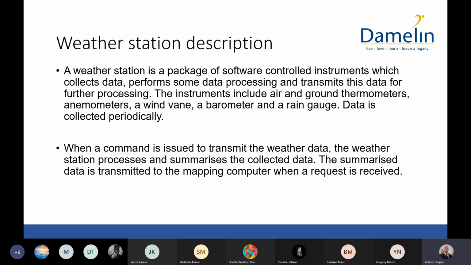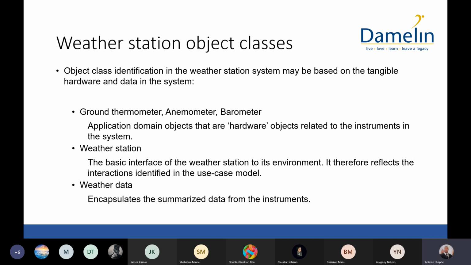And if you look at this next slide, it says that object class identification in the weather station system may be based on tangible hardware and data in the system. So we have a ground thermometer, and an anemometer, and a barometer, and so forth. I know it sounds confusing, and I don't know what these things do. But the important thing to note here is that we look at a case study and we identify the hardware. And that's the first place we start. And then we go to the other ones.